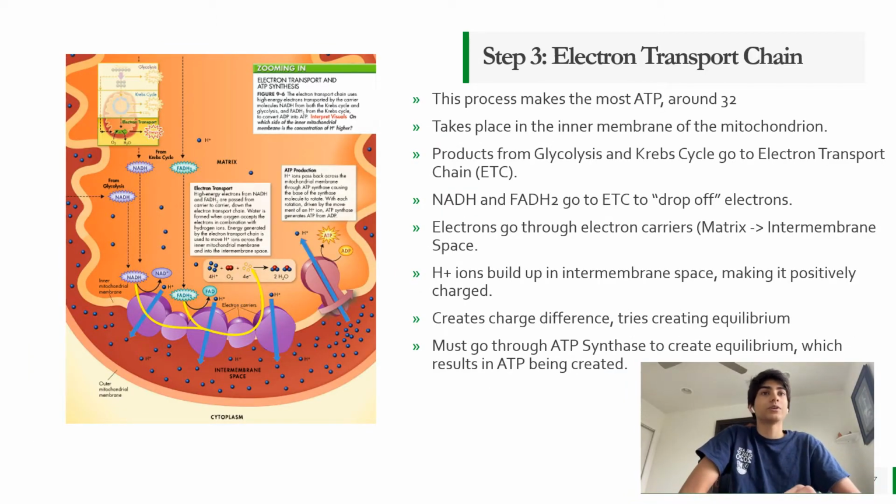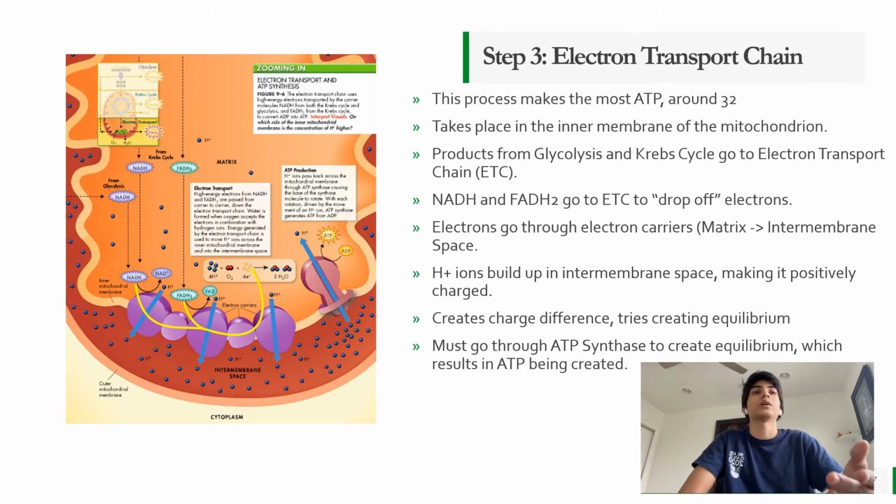Alright, so step 3 is the electron transport chain. This produces the most ATP, around 32, which is much more than the 2 produced by glycolysis and the 2 produced by the Krebs cycle. So the products from glycolysis and the Krebs cycle will go into the electron transport chain. Just to recap, glycolysis produces pyruvic acid, which is used in the Krebs cycle, and it also makes high-energy electrons. When these high-energy electrons pair with a chemical called NAD+, they make NADH. NADH is similar to FADH2, and this is kind of the main objective of the Krebs cycle: to create these sort of batteries.